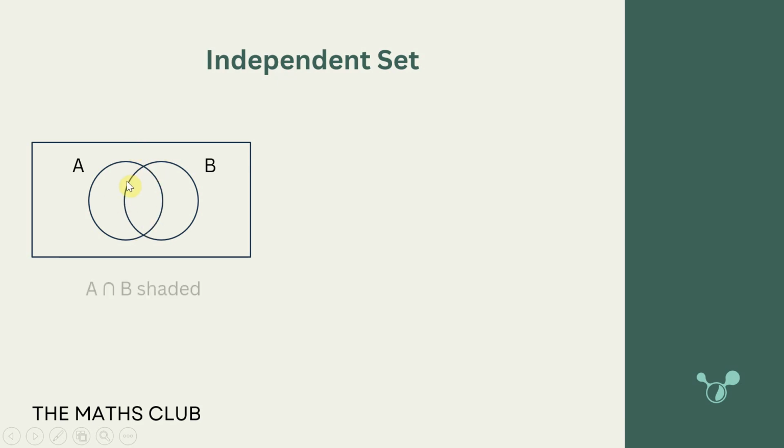So let's see. If I want to shade A intersection B, this is set A, this is set B. Where do the two of them intersect? Great. So you can see that it will be inside this place here. Let's see if we're correct. Great. So you can see the intersection is just where set A and set B meet.